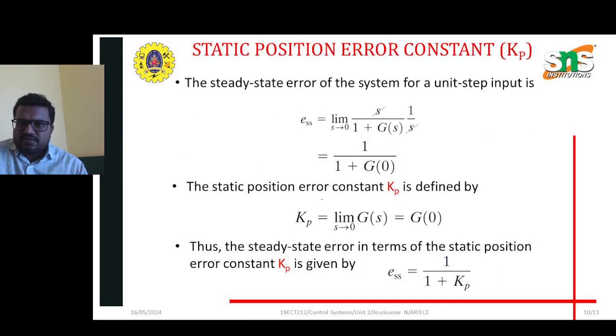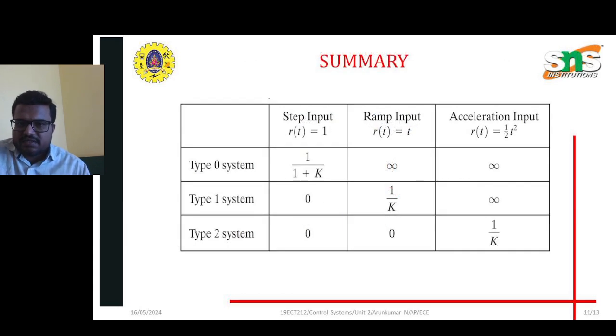The steady state error of the system for a unit step input is given by limit s tends to 0 of s divided by 1 plus G of s into 1 by s. If we cancel s, we get the final answer as 1 by 1 plus G of s. For a type 0 system, we get 1 by 1 plus Kp. Like that, all the values can be calculated for type 0, type 1, and type 2 systems.